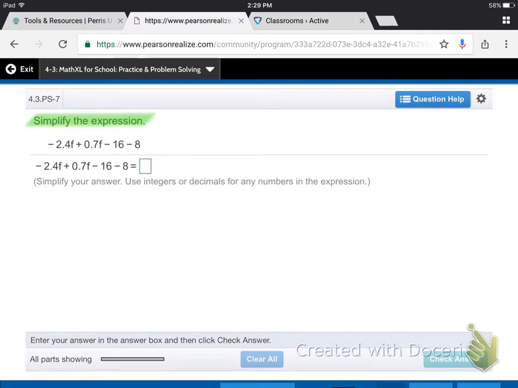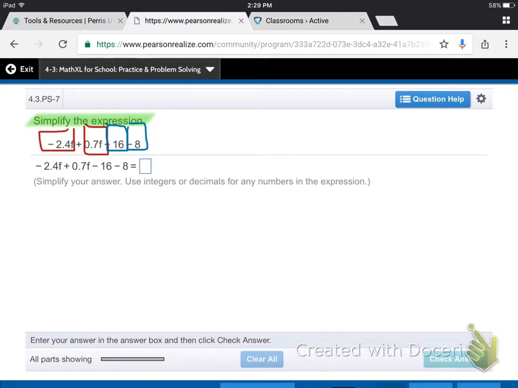We have negative 2.4f, and that's going to go together with 0.7f. Can you see that right there? Okay, and then we have the other ones, which would be negative 16 and negative 8. Those go together. So now all we have to do is combine those. Here we go.